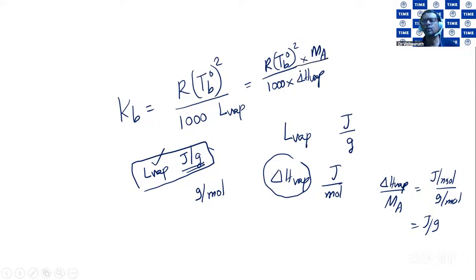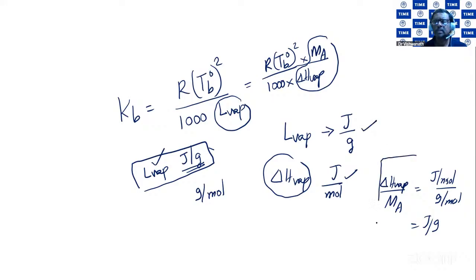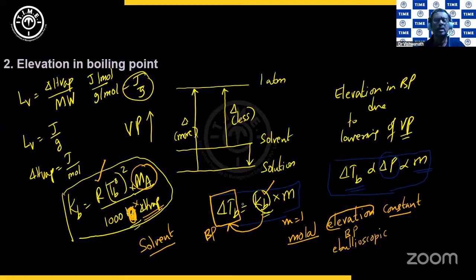This is what we have shown in the slide just before this. So this is the elaboration of the conversion of how to convert L vaporization into delta H vaporization, because delta H vaporization will be in what units? Joule per mole, whereas L vaporization is in joule per gram. So that this is nothing but the L of vaporization. I hope this is clear. Yes, we'll move on to the previous slide. Yeah, that is what we found here. So this is the Kb that we found here.